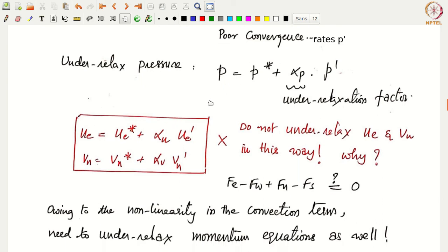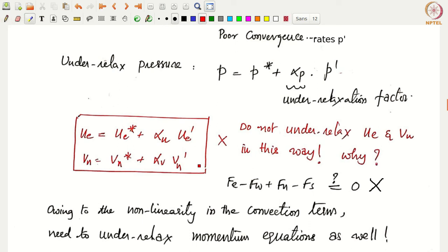relaxation, because you will not write UE equals UE star plus alpha U times UE prime and Vn equals Vn star plus alpha V times Vn prime. You will not do this, because if you do it this way, essentially the velocities you are getting after correction will not satisfy continuity. Essentially, the continuity will not be satisfied.